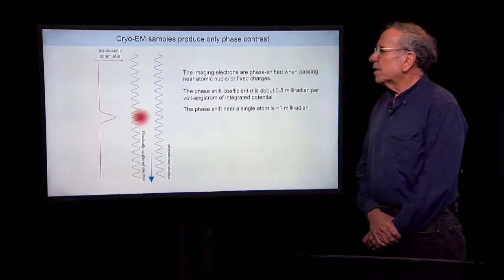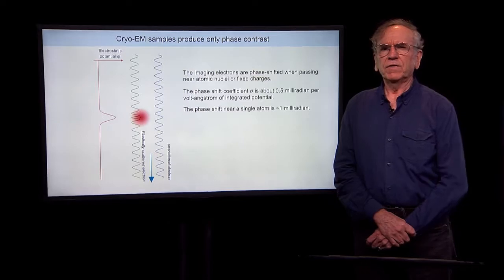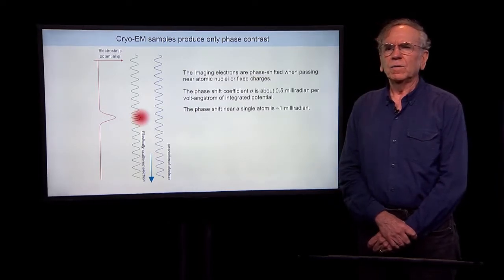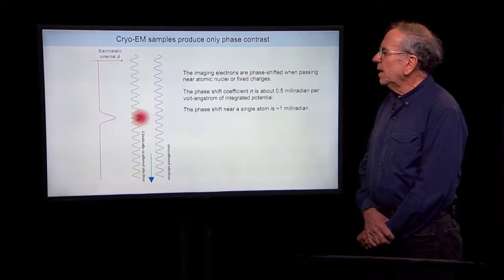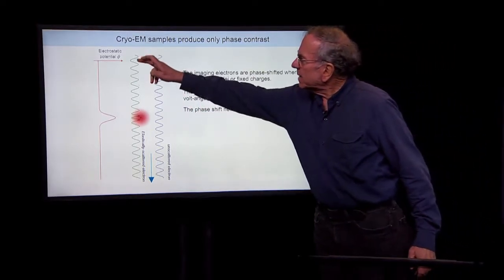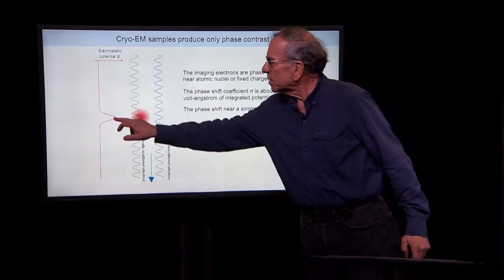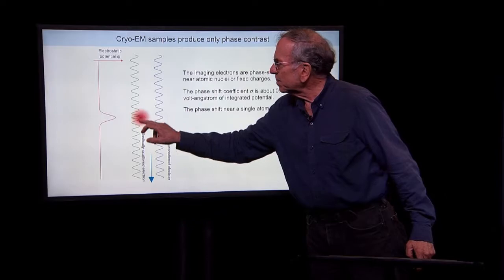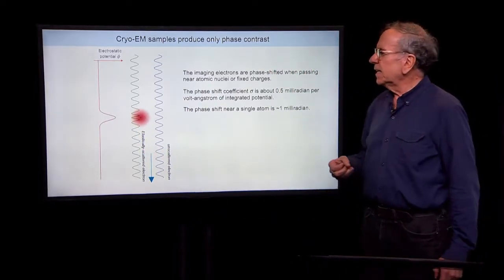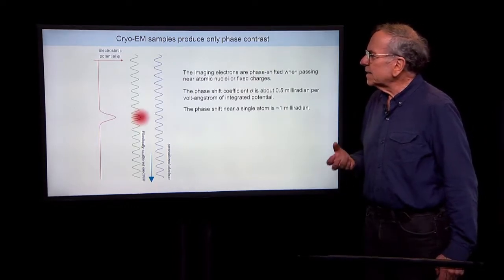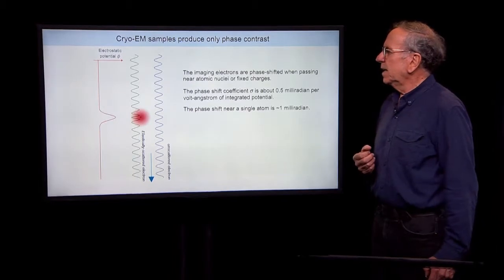So the low contrast comes from the fact that we only have phase contrast from the relatively low atomic number atoms in biological samples. What happens is an incident electron that passes near the nucleus of an atom experiences a positive potential, and that positive potential causes a very small phase shift in the electron wave. And it is this phase shift that we're going to use to get contrast in our images.